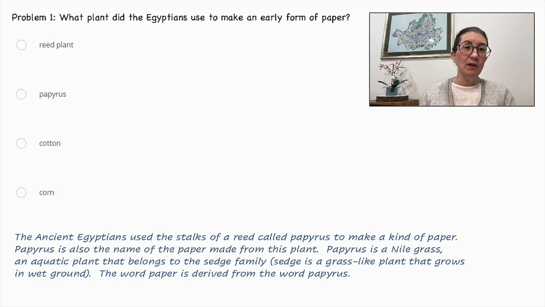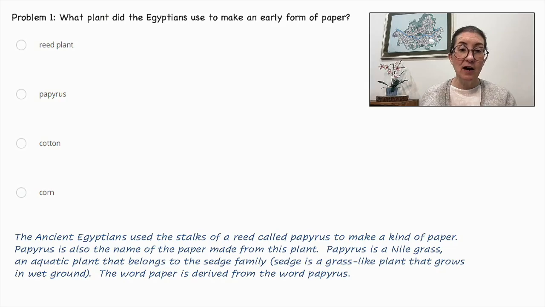Problem number 1. What plant did the Egyptians use to make an early form of paper? Reed plant, papyrus, cotton, corn. Let's look at what papyrus is. The ancient Egyptians used the stalks of a reed called papyrus to make a kind of paper. Papyrus is also the name of the paper made from this plant.